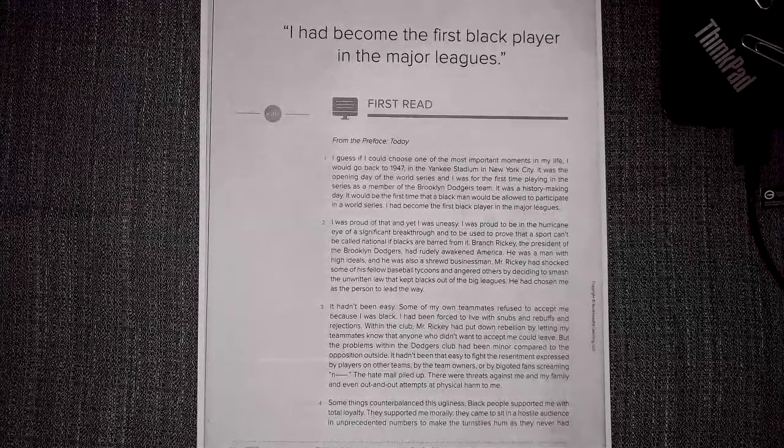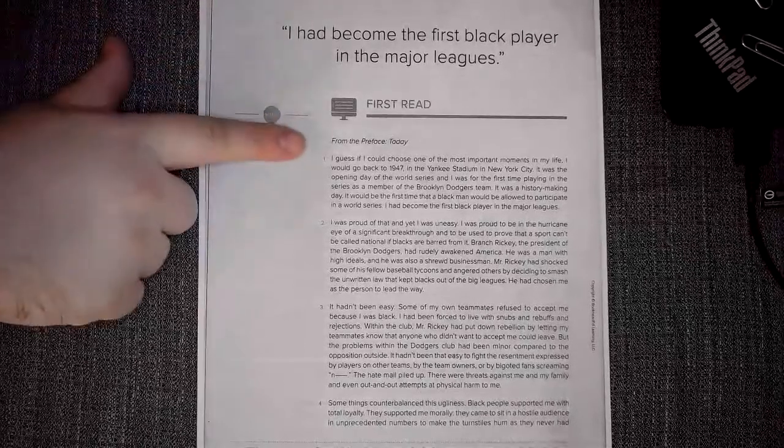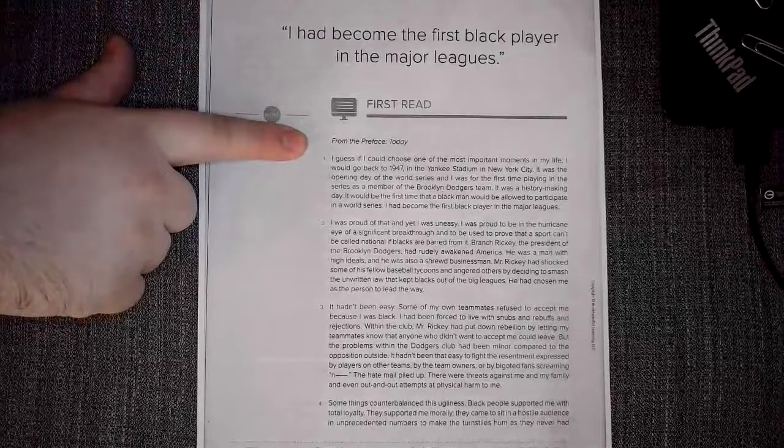I had become the first black player in the major leagues. We're reading right up here. And this is from Preface Today.